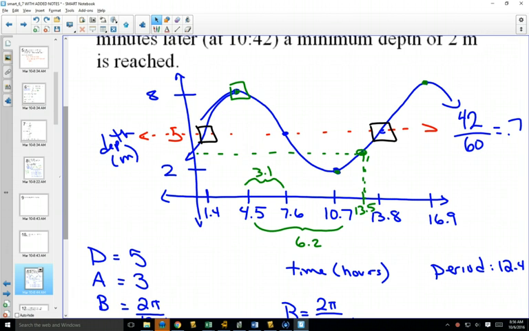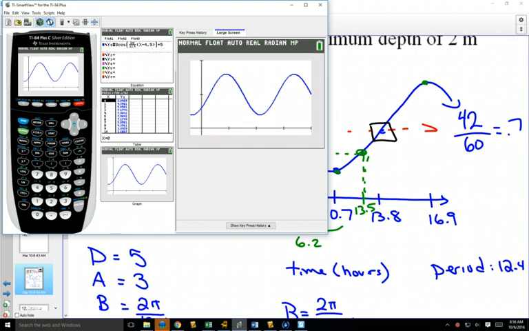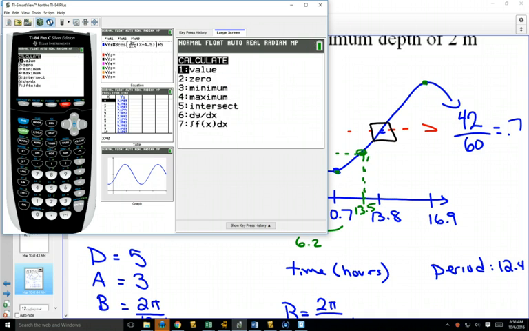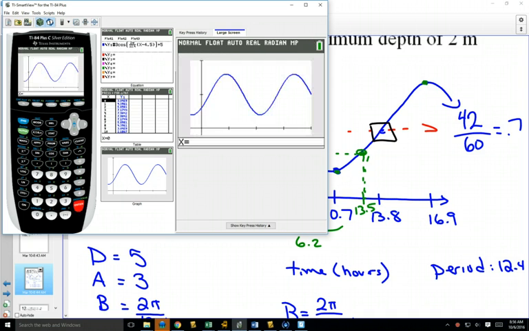Now, how accurate is my estimate? I can go second, calculate that value at 13.5. It's 4.5. So my graph and the way that I drew it wasn't super accurate. And that calculation is a lot better.